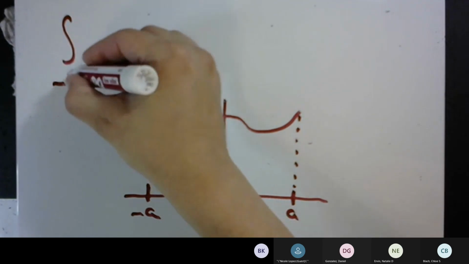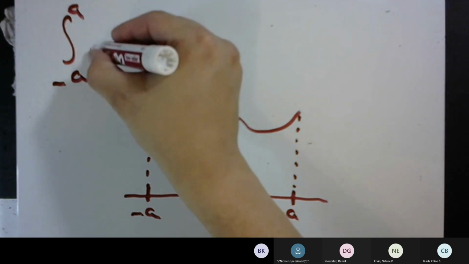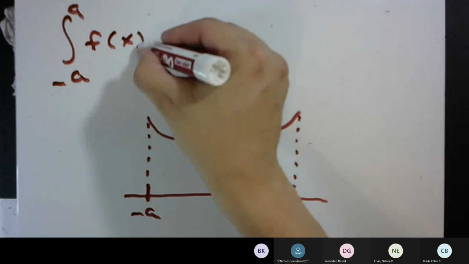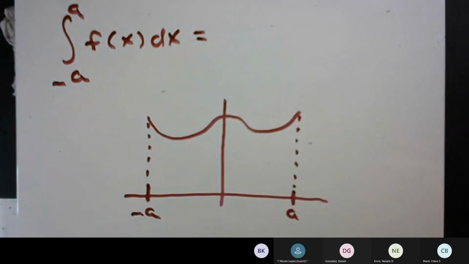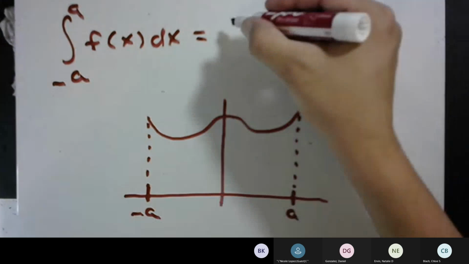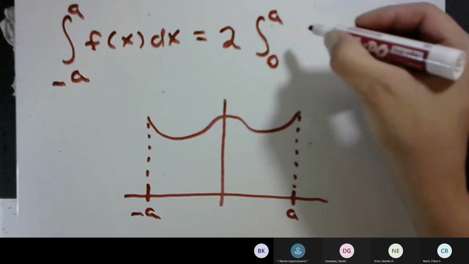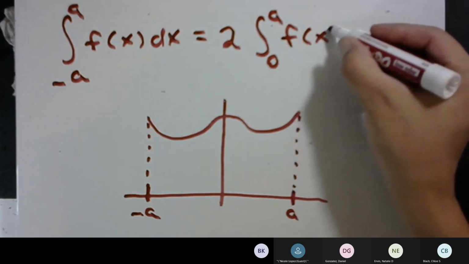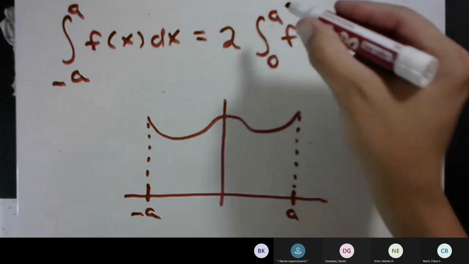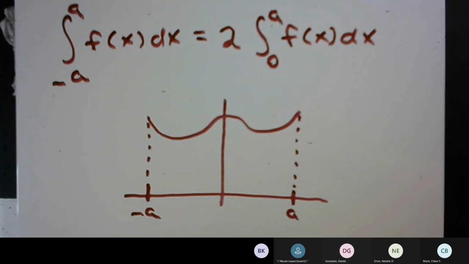And the trick's going to be this. The integral from negative a to a of f of x dx. So we're going to integrate here, and we're going to get this area plus this area. But these two areas are going to be exactly the same. So we can just take a shortcut and only integrate f of x from 0 to a and just multiply by 2. Questions about that?